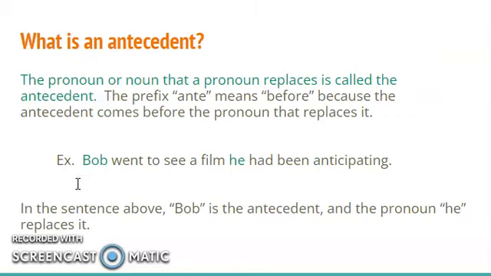So Bob right here is our antecedent. It is our noun that our pronoun will be replacing. Bob went to see a film he had been anticipating. So right here we see that the pronoun he replaces the word Bob, the noun Bob. So instead of saying Bob went to see a film Bob had been anticipating, we just say Bob went to see a film he had been anticipating. So again, Bob is the antecedent and the pronoun is he.